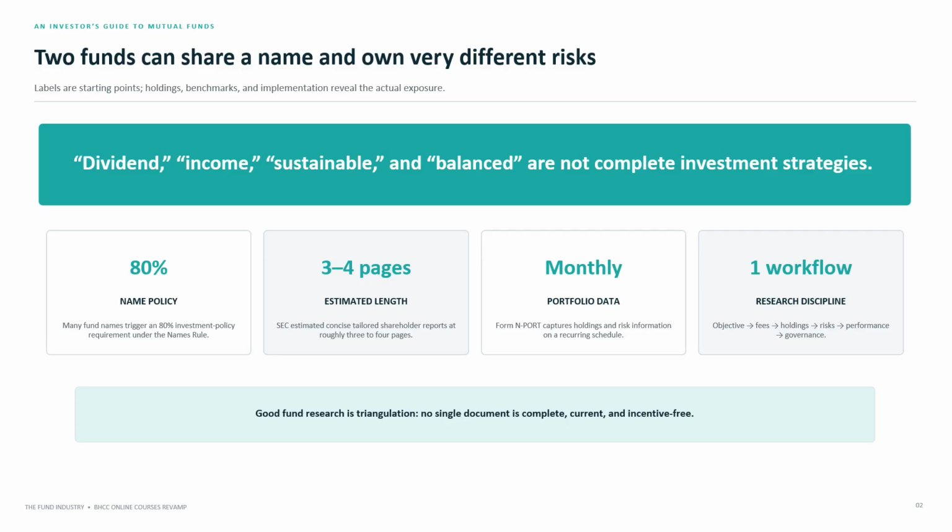In markets, labels become especially seductive after a strategy has had a good run. That is often when the marketing department discovers new adjectives. Our defense is a disciplined workflow: objective, fees, holdings, risks, performance, and governance. We triangulate because no single source is complete, perfectly current, and free of incentives.